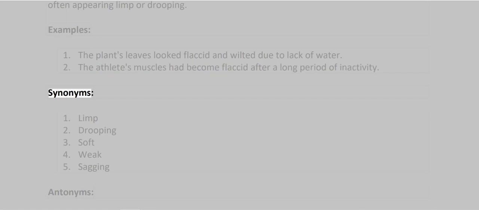Synonyms. 1. Limp. 2. Drooping. 3. Soft. 4. Weak. 5. Sagging. Antonyms. 1. Firm. 2. Taut. 3. Strong. 4. Vigorous. 5. Robust.